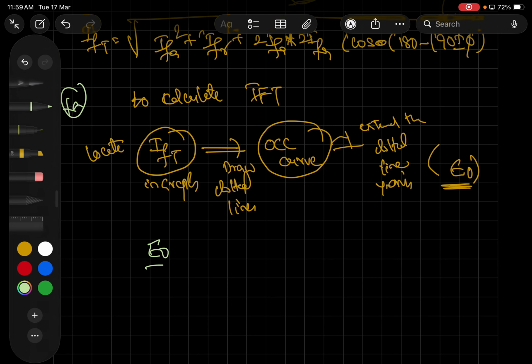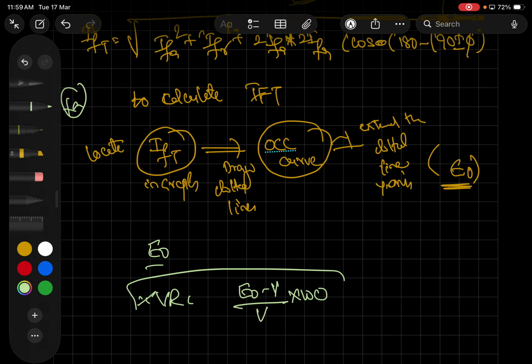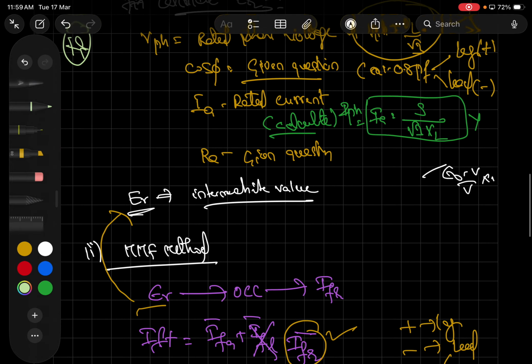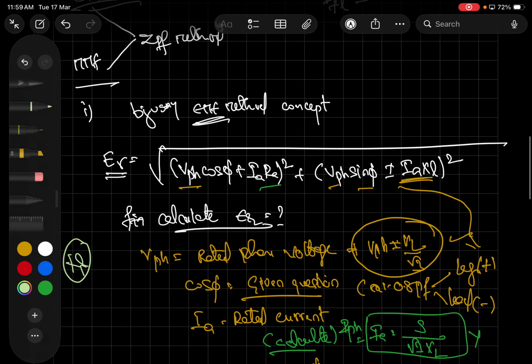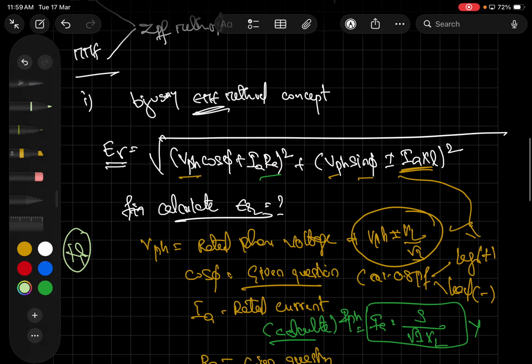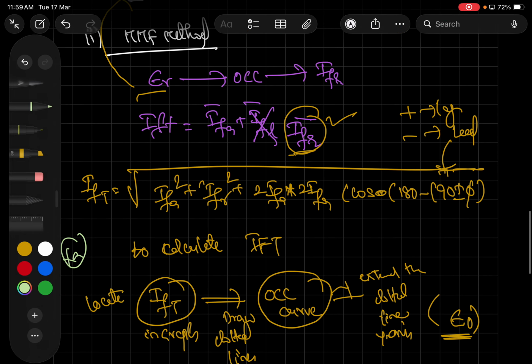After getting the final value, what is there? Percentage voltage regulation equals E naught minus V by V into 100. This is how we can get the percentage voltage regulation. The only change is, if it is a lagging load, then instead of plus, I have to replace it with minus. So here also, instead of plus, I have to replace it with minus.